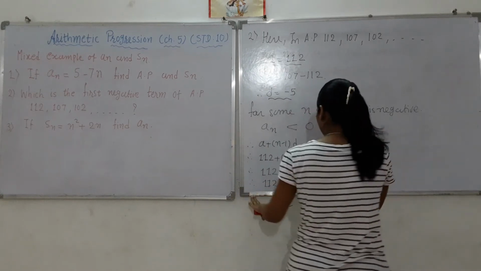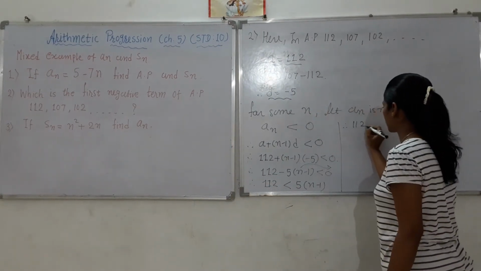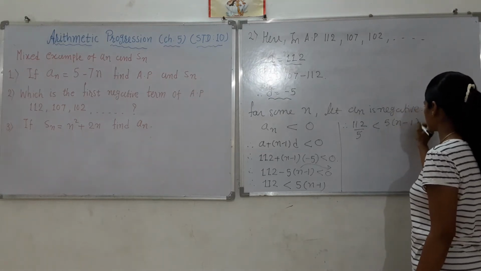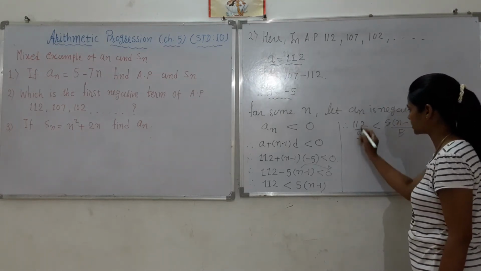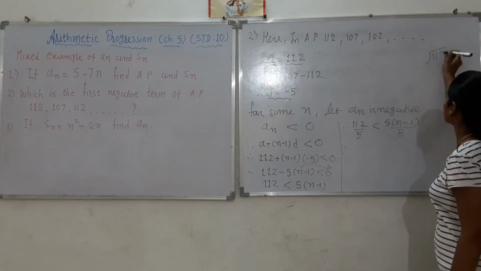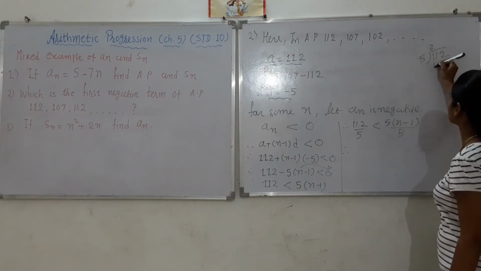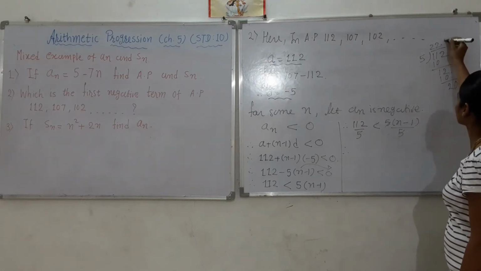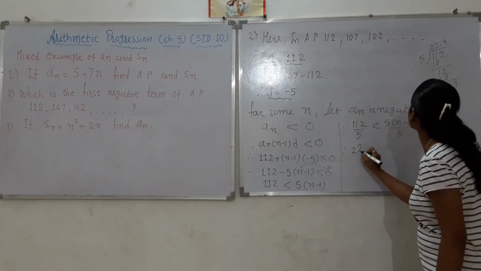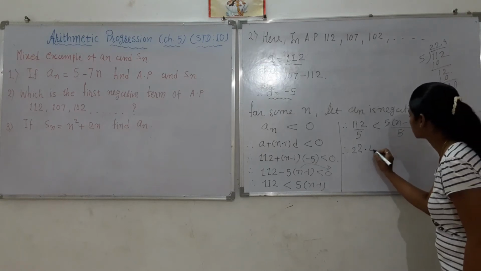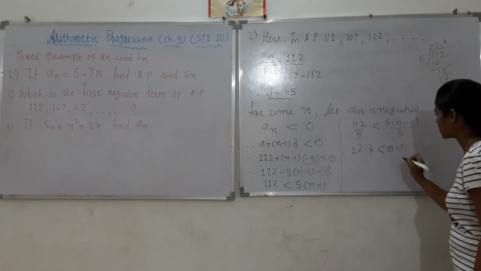So you have 112 divided by 5 less than 5 into n minus 1 divided by 5. 5 cancels. Divide 112 by 5. 5 2s are 10, here 12, 5 2s are 10, 2, 0. 5 4s are 20. So you get 22.4 less than n minus 1.